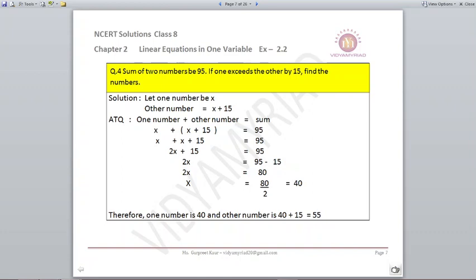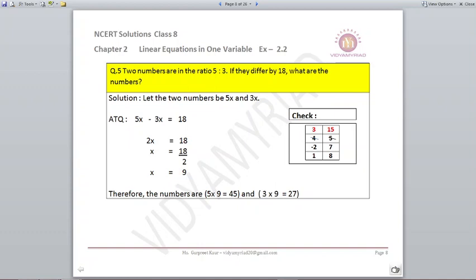So the one number plus the other number is equal to the sum, that is x plus x plus 15 is equal to 95. 2x plus 15 is equal to 95. X comes out to be 40. So one number is 40, the other number is 40 plus 15, that comes out to be 55. So what is 40 plus 55? That is equal to 95. So we have checked, our answer is correct.